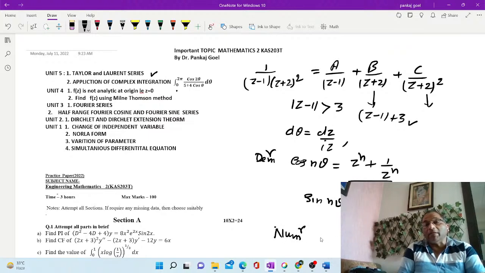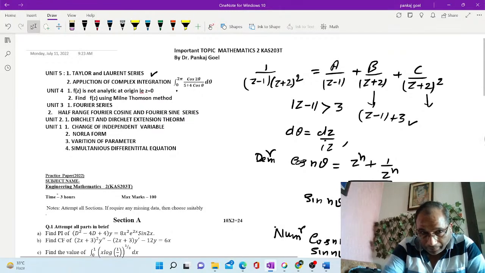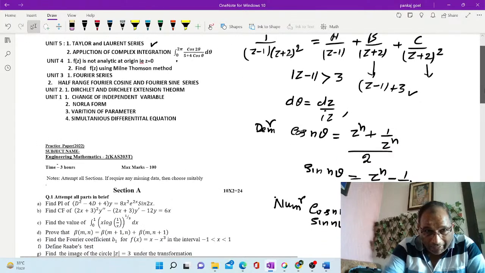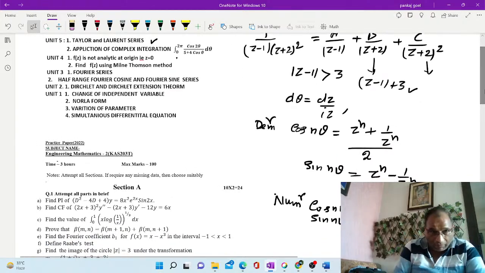we'll write the real and imaginary part. For cos n theta we'll write the real part, and similarly for sin n theta we'll write the imaginary part, right? Imaginary part of this one, like this. We'll solve. These are the two important topics you can take from Unit 5.